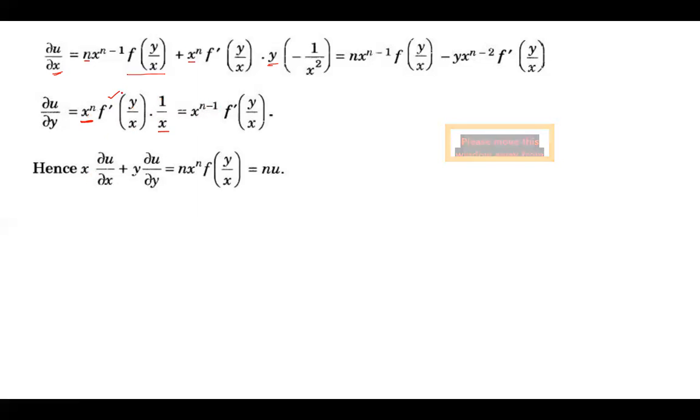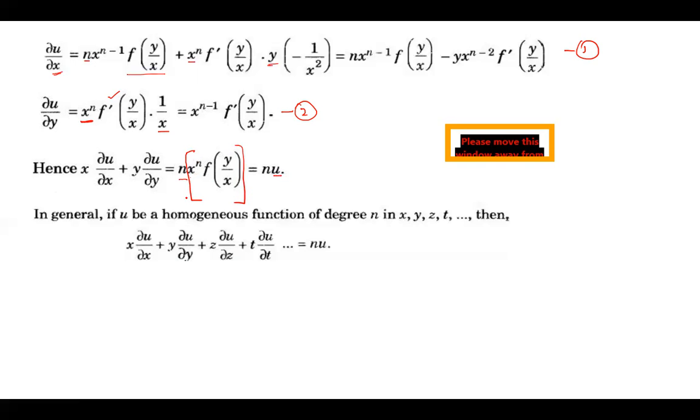Now multiply the first equation with x and the second equation dou u by dou y with y, and add these two. If you add, you get n times x to the power n f of y by x. And what is x to the power n times f of y by x? It is u.